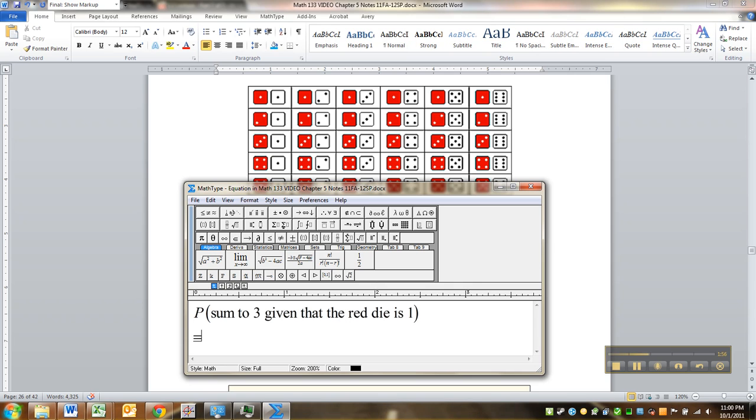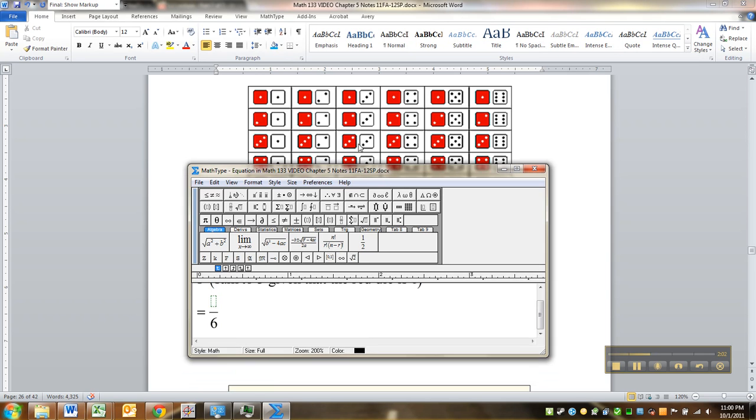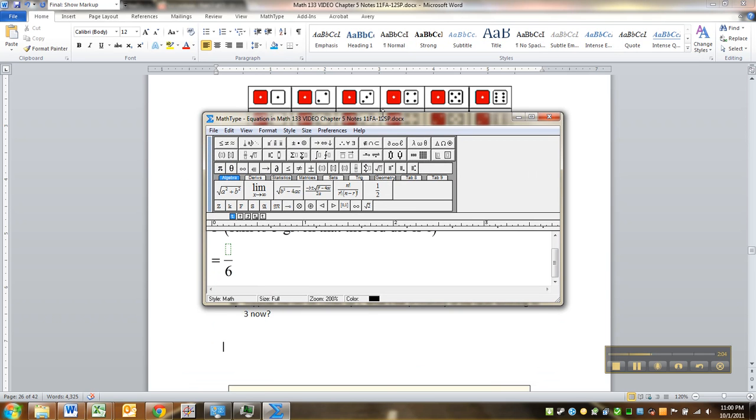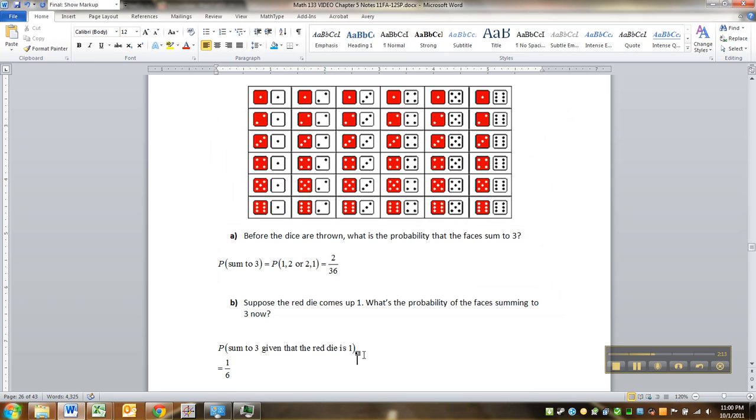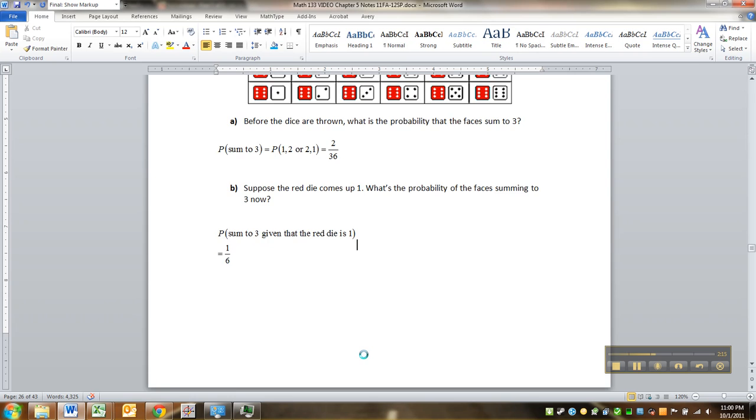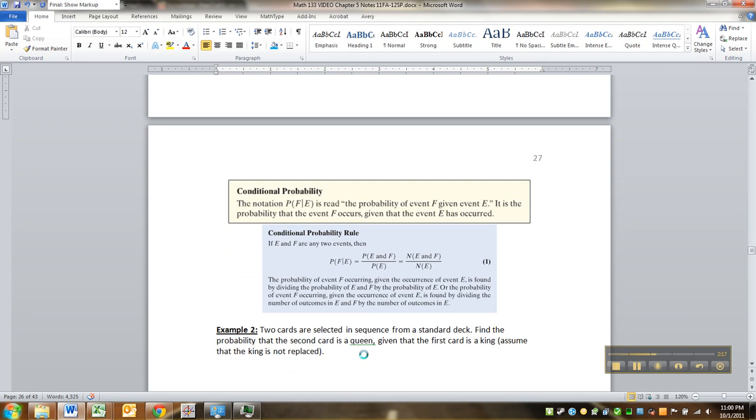Okay, well, if the red die is 1, there's only 6 options in the denominator, right? Because if the red die is 1, you're really only looking at that top row up there. And the only one that sums to 3 out of all of that is 1 and 2. So it's 1 out of 6. And that, my friends, is your first foray into something called conditional probability.